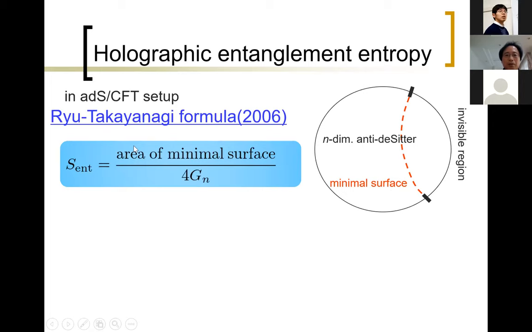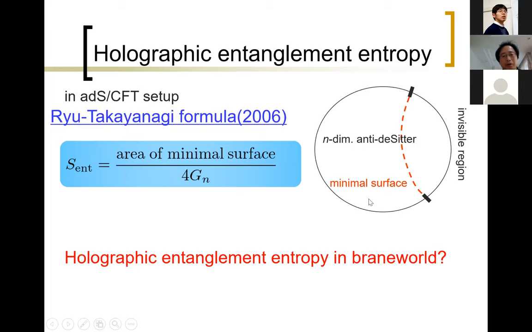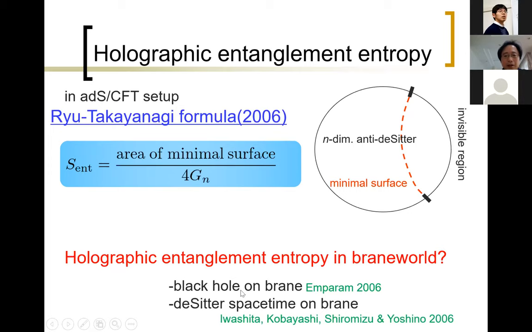This is the area of the minimal surface. G_n is the n-dimensional Newton constant. But this is the AdS/CFT setup. So it is natural to ask about holographic entanglement entropy in the braneworld too. Indeed, in the same year, Maldacena discussed black holes on the brane, and I also discussed space-time on the brane.